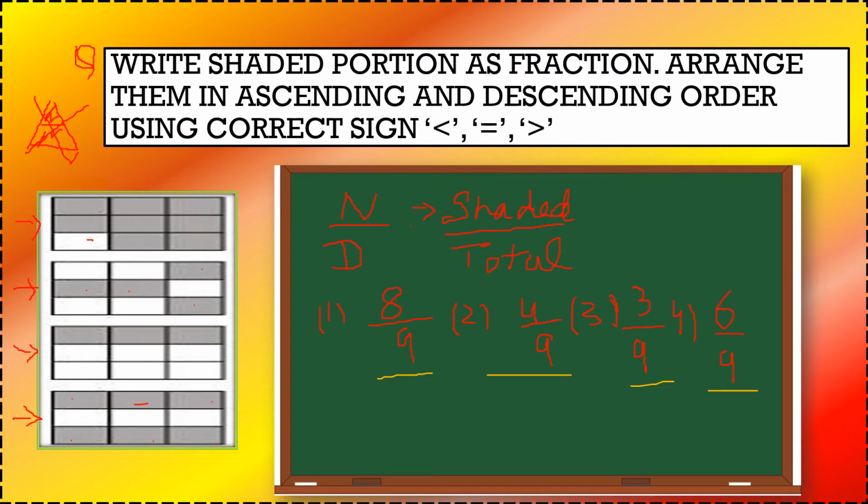So how will you arrange them in ascending order? Ascending order means that the smallest first. So which is the smallest fraction here? Clearly 3 upon 9. So my ascending order will be 3 upon 9, right? And then we make this is less than 4 upon 9. Yes, which is less than 6 upon 9, and which is again less than 8 upon 9. Right? So this is the answer in ascending order.